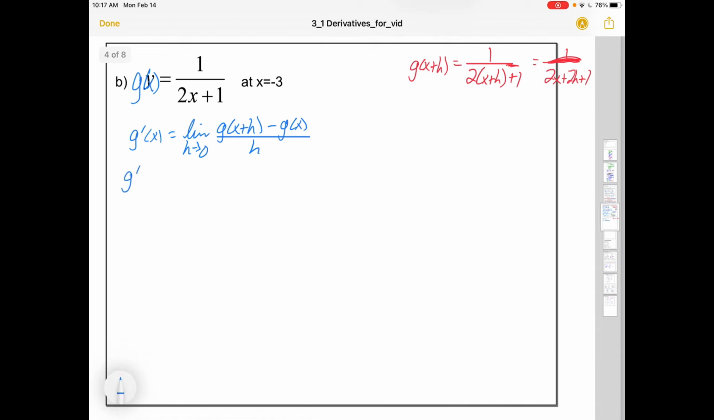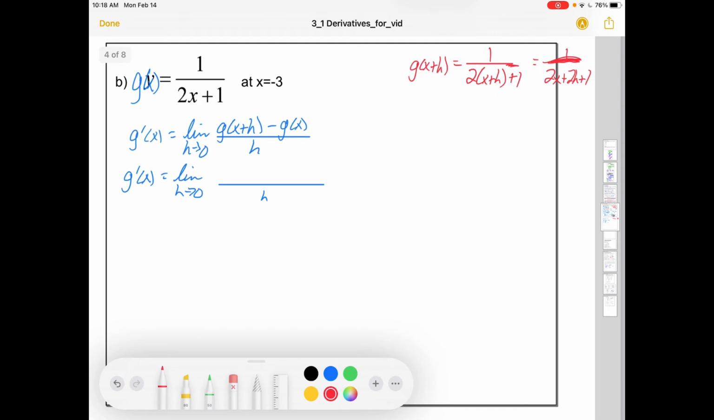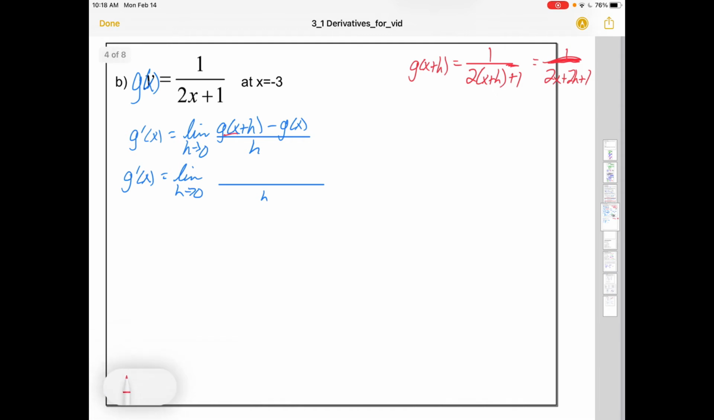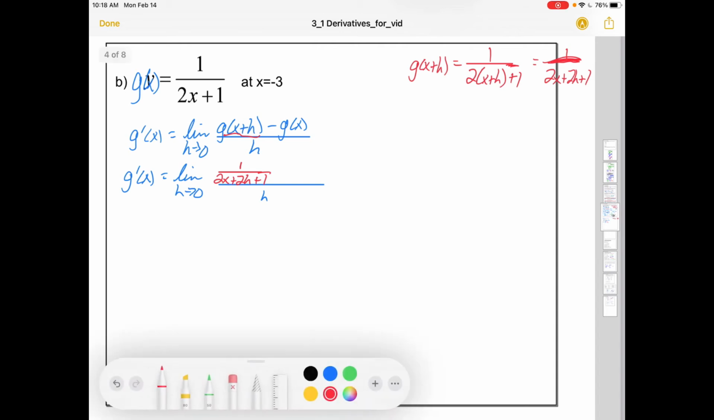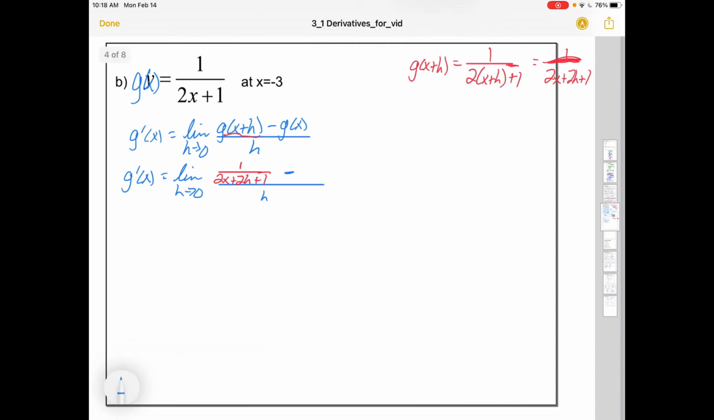Now let's sub it in. So g prime just means the slope on g anywhere. I'm going to have nested fractions here, or stacked fractions, so I'll need a little extra space. And I put in g of x plus h. That is just 1 over 2x plus 2h plus 1 minus g of x, which was 1 over 2x plus 1.